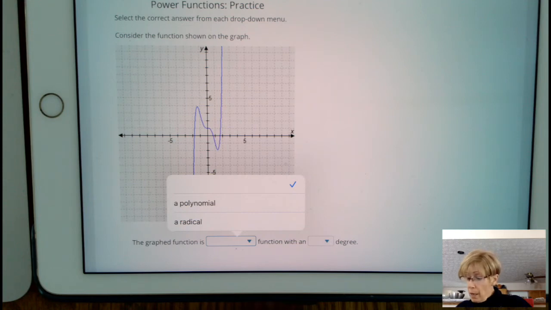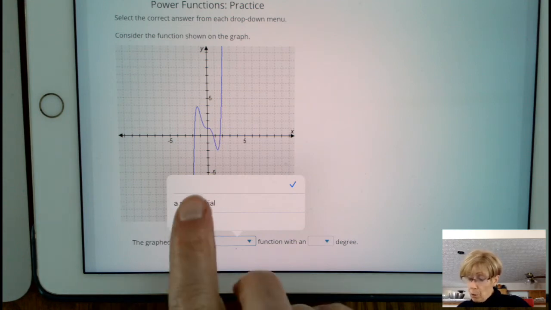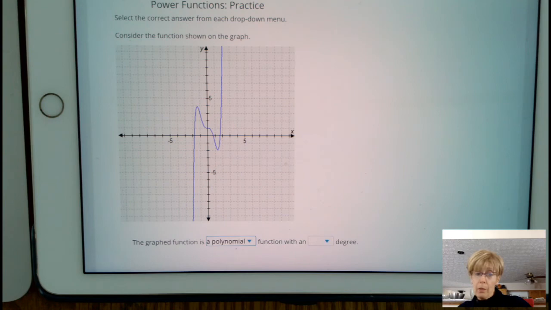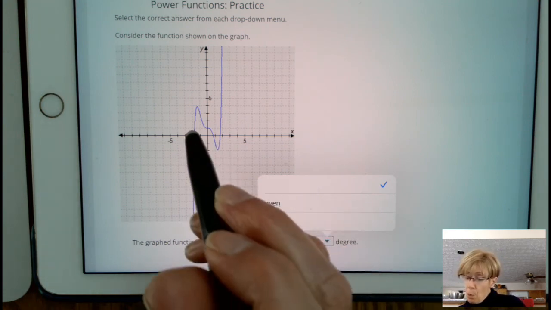If they were both going up, or they were both going down, then it would be an even degree. But since they're going in opposite directions, it's going to be an odd function.